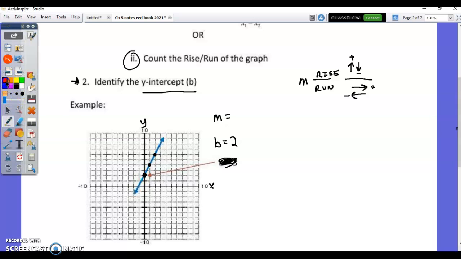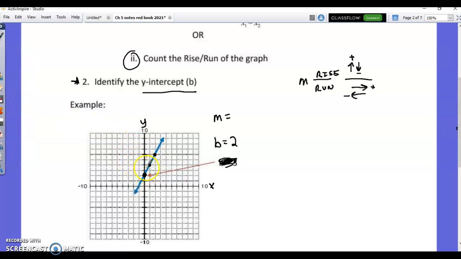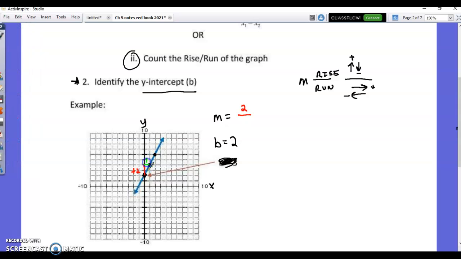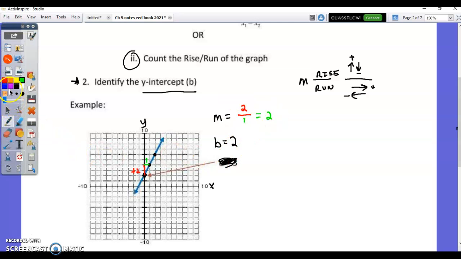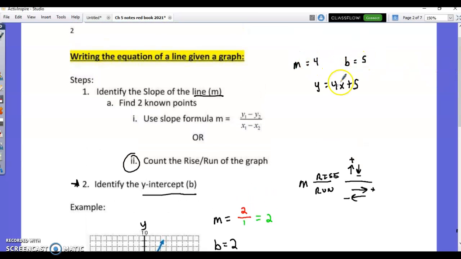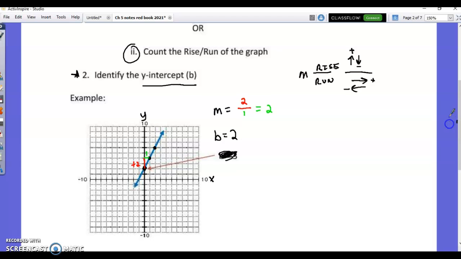So if I draw a triangle from one point to the next, with this being my hypotenuse, if I go from here to this level, that is up 2. So that's a plus 2. That's going to be the top number of my m. My run would be to the right 1, so that would be my bottom number. So m equals positive 2 over positive 1, or we can just call this 2. Once I've identified those two pieces, just like we did the day before, if I have my m and my b, now I can write the equation. That's all I do. I just write the equation.